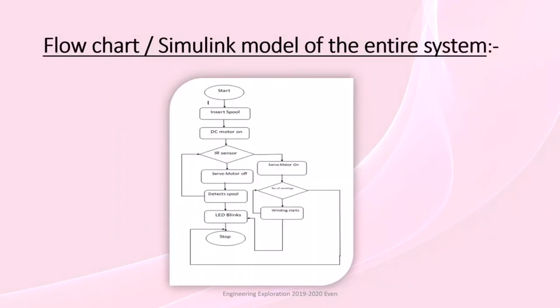Flow chart or Simulink model of the entire system. Start, insert the spool, the DC motor gets on, then the IR sensor senses the copper wire and the spool, then the servo motor gets on, then the number of windings is counted, then the winding starts, then it gets stopped. Or else the servo motor gets off, detects the spool, the LED light blinks, and then it stops.